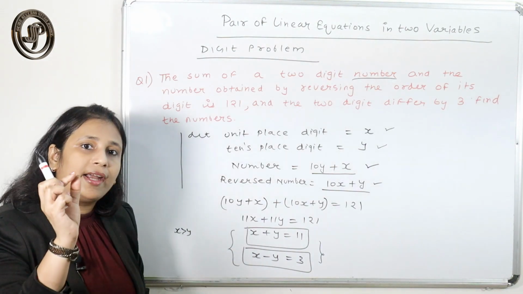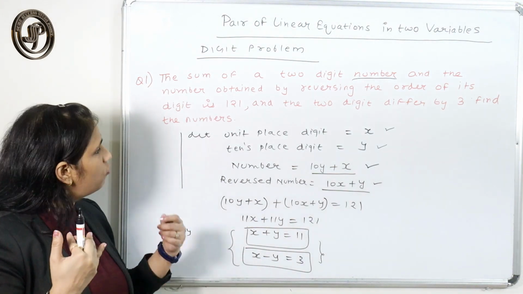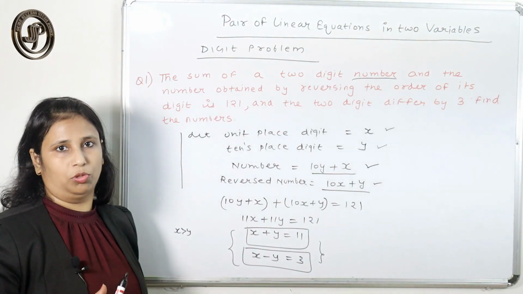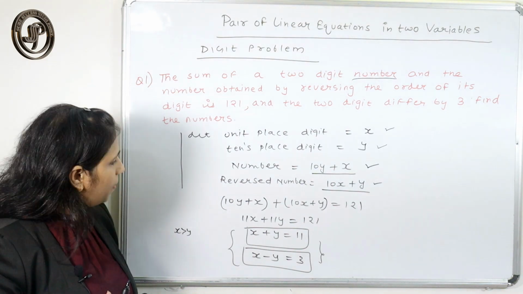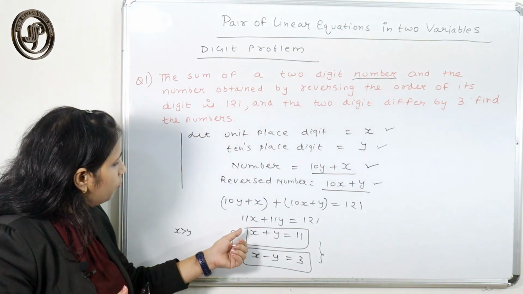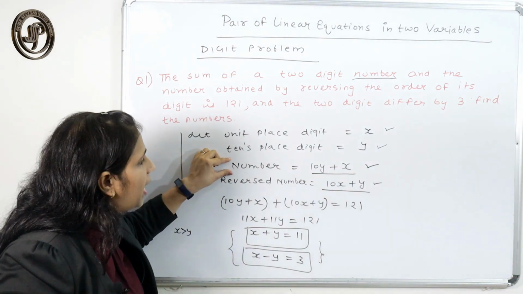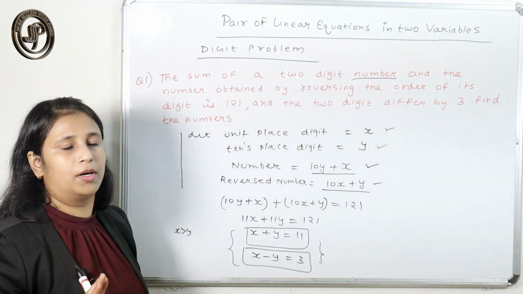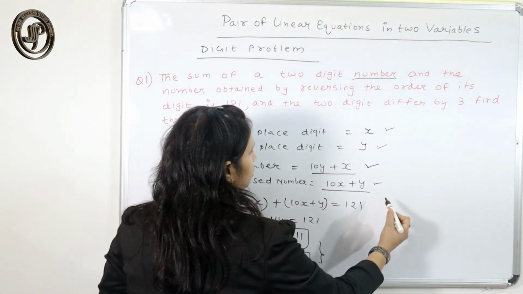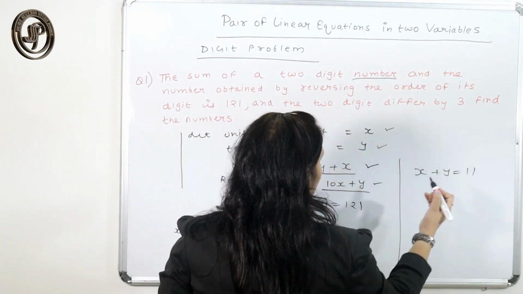You need not find just the tens place or unit place. To find the number you definitely have to find those unit place and tens place, but here it is asked to find the number. So once you have the unit place and tens place, just substitute here to find the number. I am going to solve this also, otherwise you can solve it on your own.